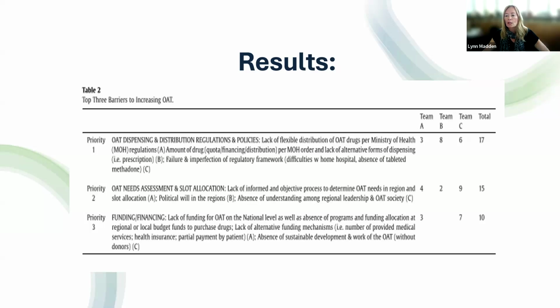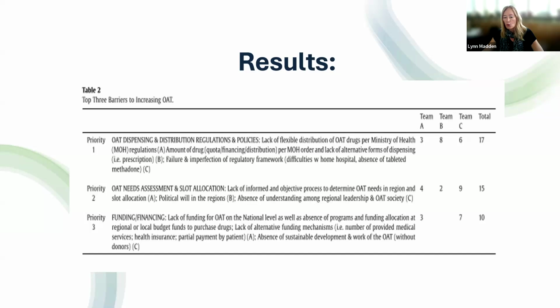They were all working on the same day at the same time at the same conference with 3 different facilitators, with the same question, right? So we had 3 groups of people. Because the groups were large, we asked them all the same question, and then we merged the results at the end. The priority 2 here became opioid agonist needs and assessments and slot allocation, or places in a program.